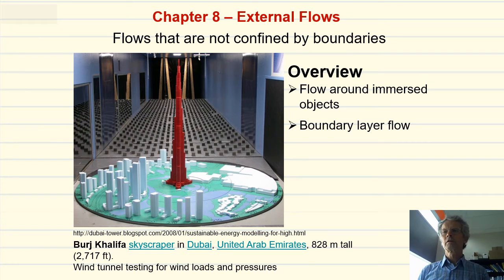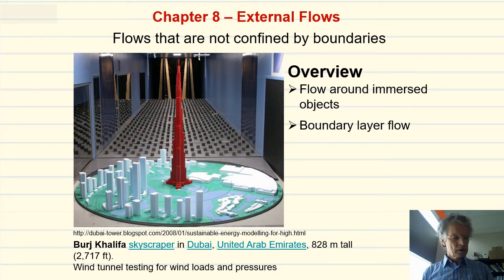Hello and welcome to the first lecture of Chapter 8. The title of Chapter 8 is External Flows. External flows are flows that are not confined by boundaries. In Chapter 7 we talked about internal flows. Those are flows that are confined by boundaries, such as pipe flow. The two main sections of this chapter are flow around immersed objects and boundary layer flow.